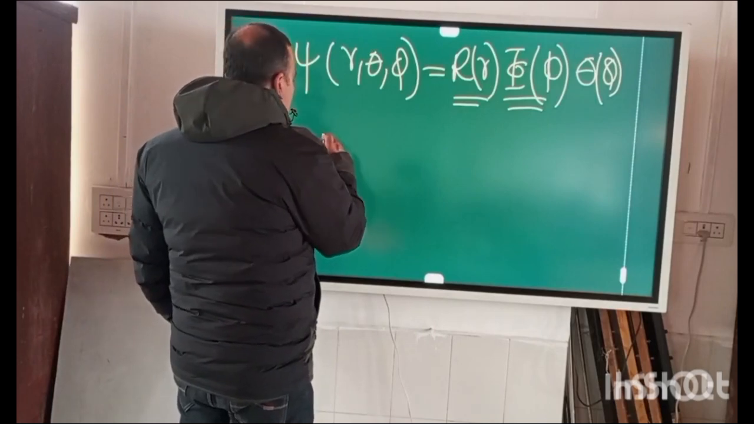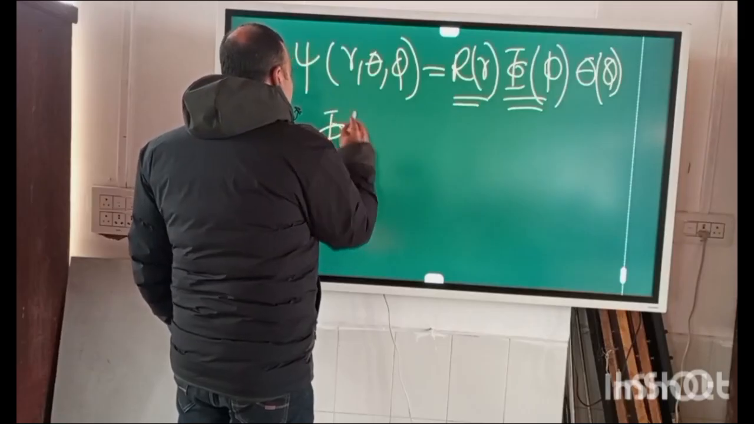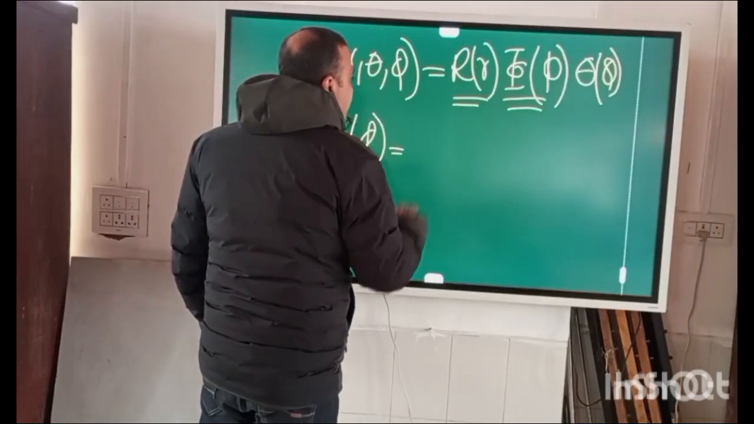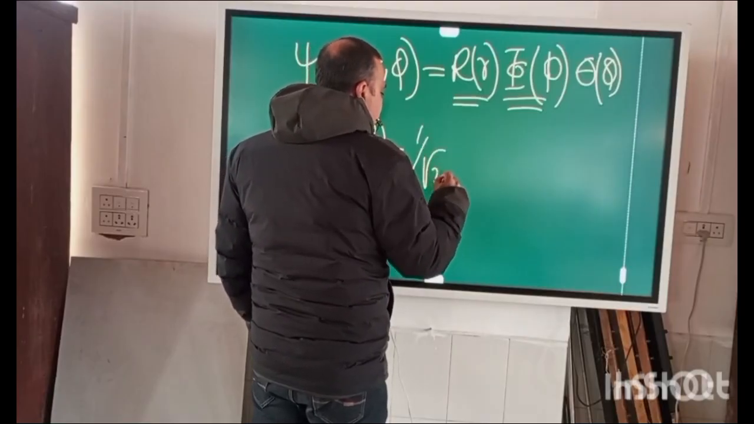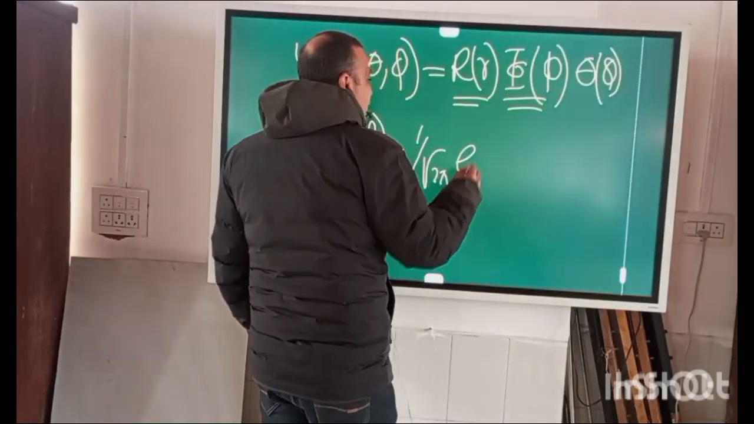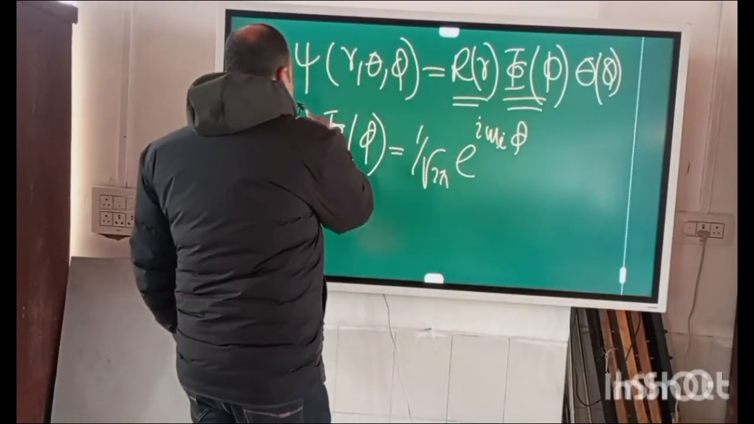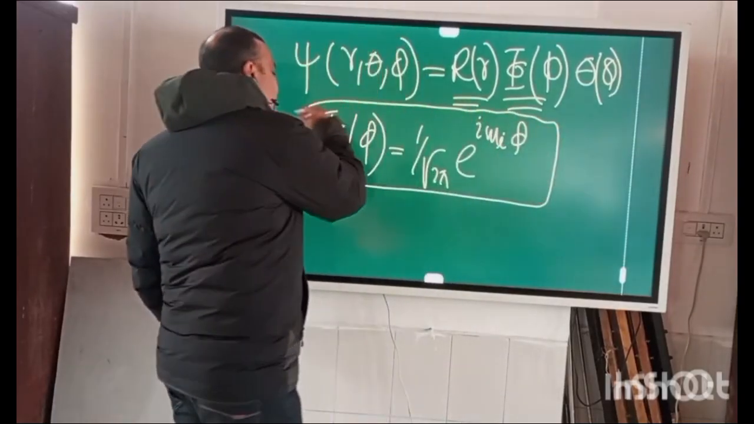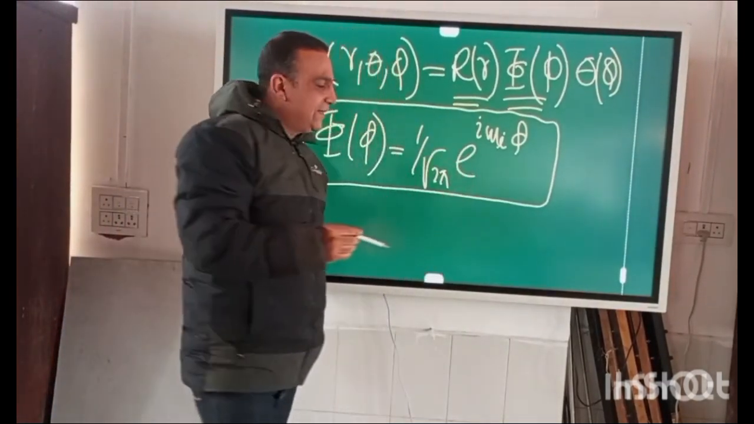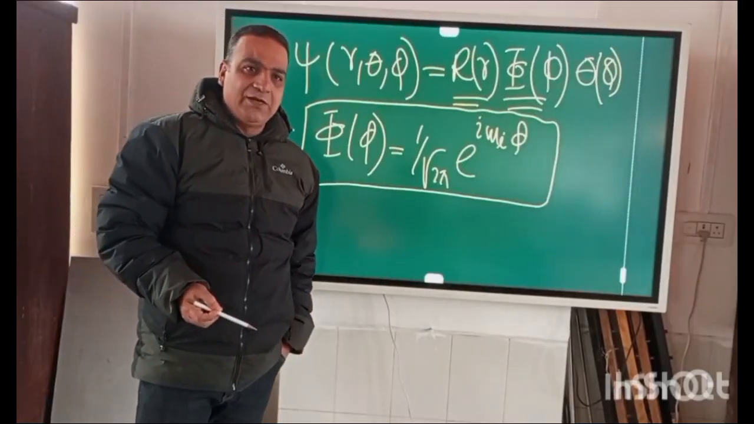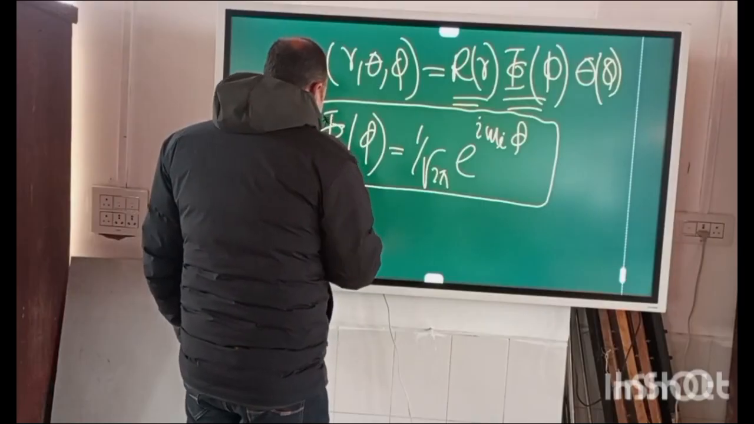If I write down the solution for Phi as a function of small phi, we have the solution as 1 by under root of 2 pi, e to the power of i ml phi. This is the solution of the azimuthal part of the Schrodinger equation, and this 1 by root 2 pi comes as a result of calculating the normalization constant, right? And then we had Theta of theta.